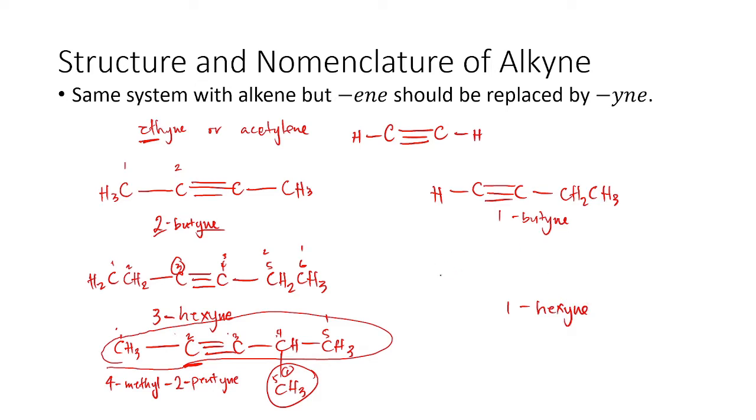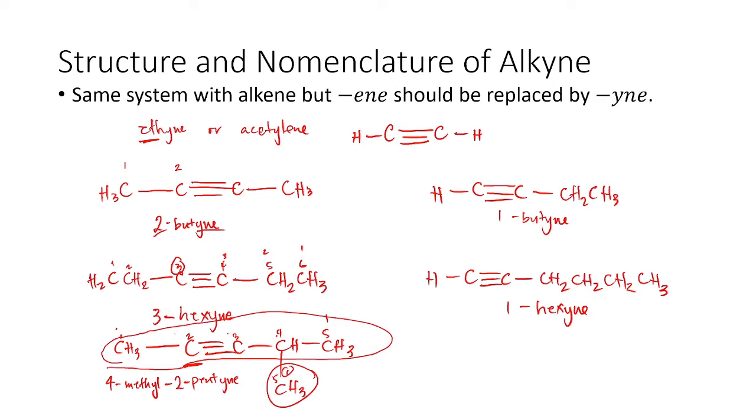What happened here is same concept. We have here our first carbon, then we have here our triple bond, we have here our hydrogen, then we have here our four carbons. So we have here one, two, three, four. Okay, so that will be our 1-hexyne.